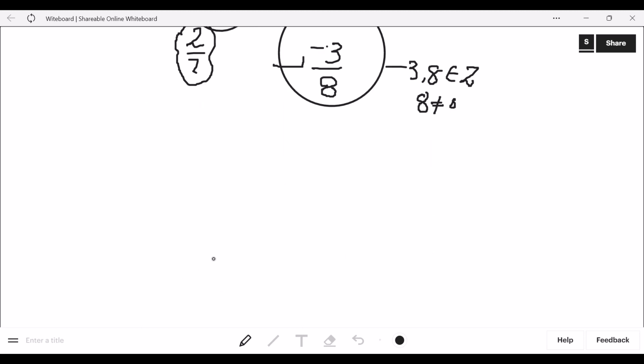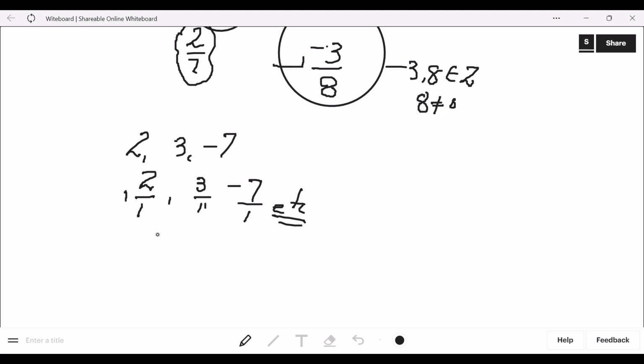Now taking the discussion further, we can say all integers like 2, 3, minus 7 are also rational numbers because these can also be expressed in rational form: 2 upon 1, 3 upon 1, minus 7 upon 1, etc. It means we can say all integers are also rational numbers.